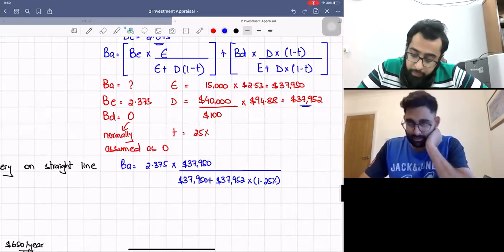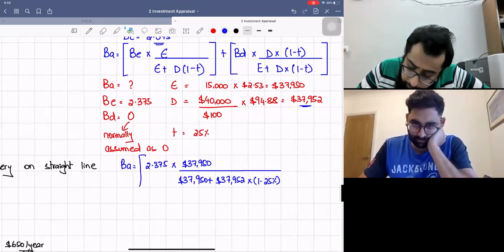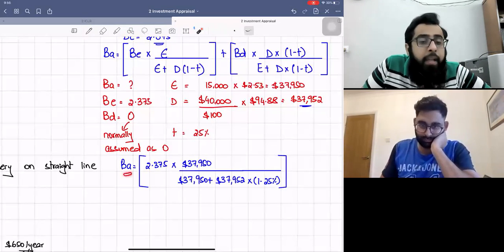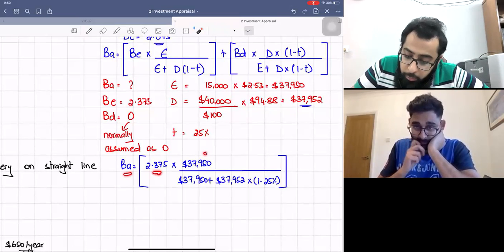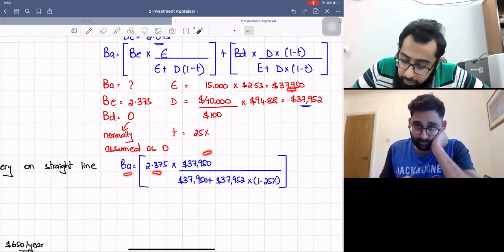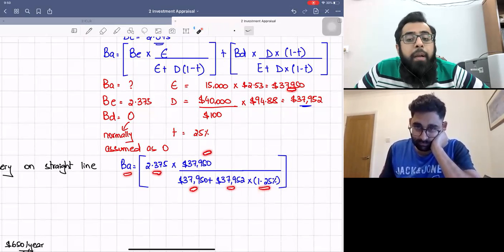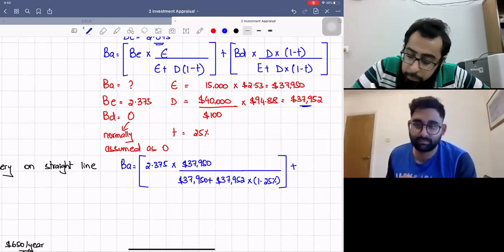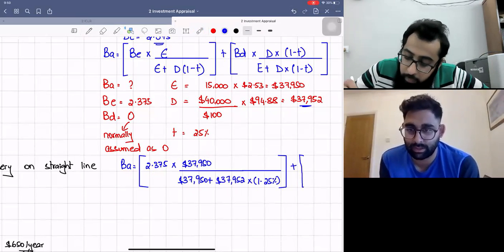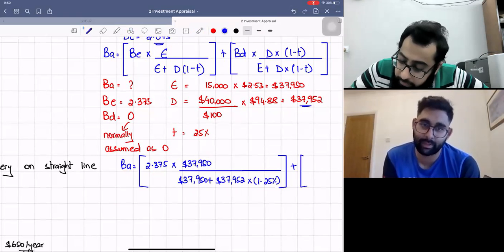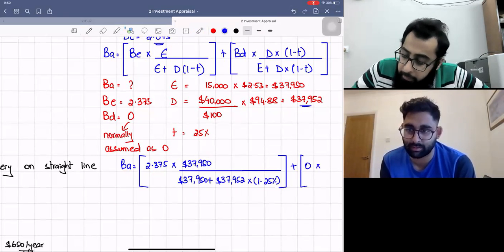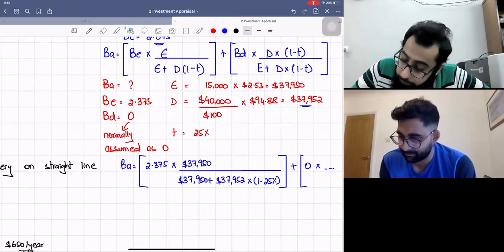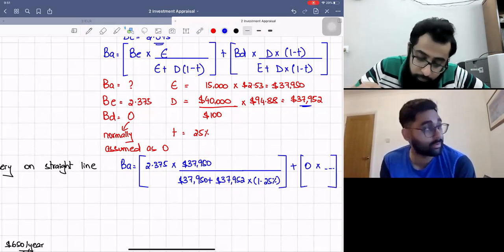I'm repeating it again. Beta asset is equal to beta equity into equity divided by equity plus debt into 1 minus tax. Plus, now this bracket will be 0. Why will this bracket be 0? Because beta debt is 0. So anything multiplied by 0 will be 0.